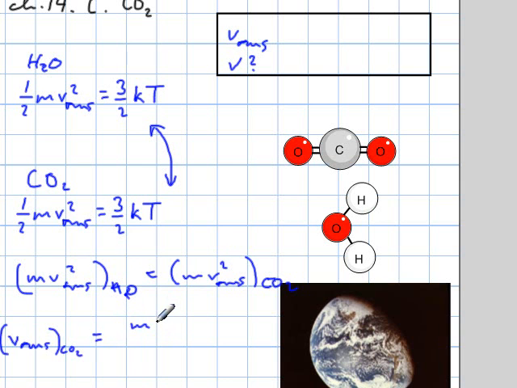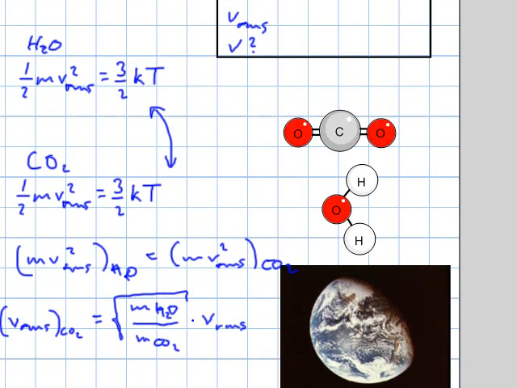So m of the H2O divided by m of the CO2 times VRMS squared. And if you imagine that there's a square here and that there's a square here, and I need to get rid of that square here, I take the square root of the right hand side, which gets rid of the square here, but it introduces a square root right there. Again, I trust that you need to know the algebra on this one here.